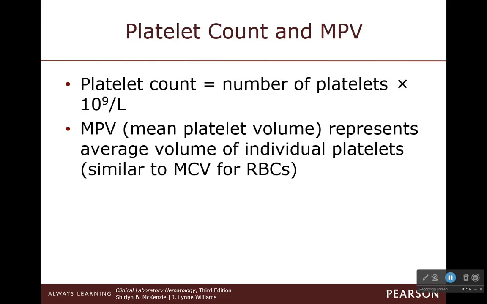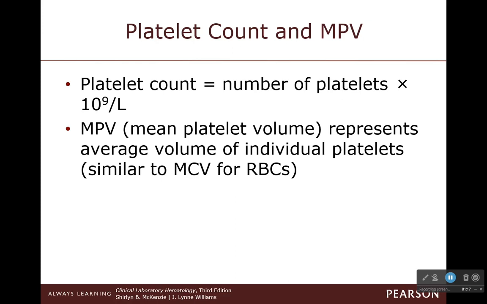All right. Platelet count and MPV. Platelet count equals number of platelets times 10 to the 9th per liter. It is usually done in microliters also, so it's usually times 10 to the 3rd. So 1,000. Okay. Normal platelet count is between 150 to 450,000 is what most books look at. 150 to about 450 is what most places look at.